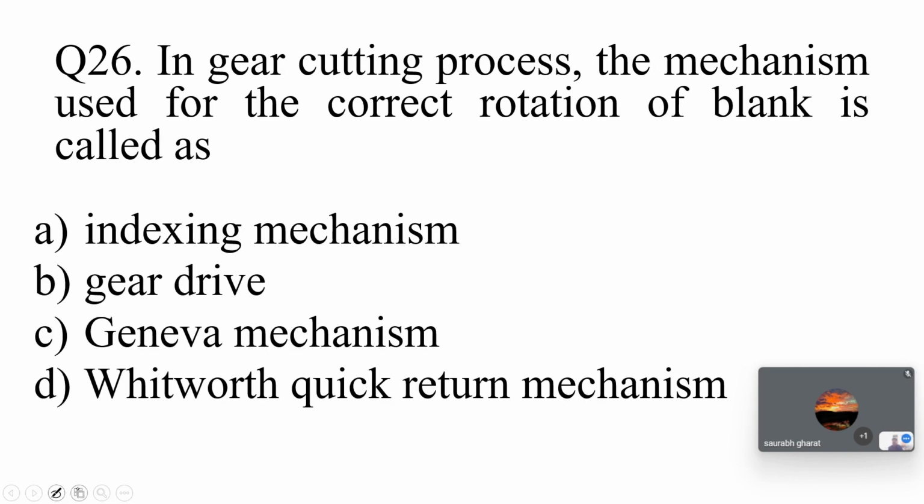So this is the 26th question. In the gear cutting process, the mechanism used for correct rotation of the blank is called as. Right now we're changing our focus to a different topic, which is important for your assignment part. What do we use for correct rotation of the blank in the gear cutting process? That is the question.